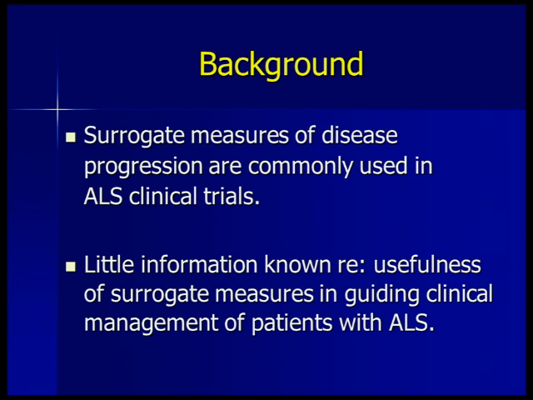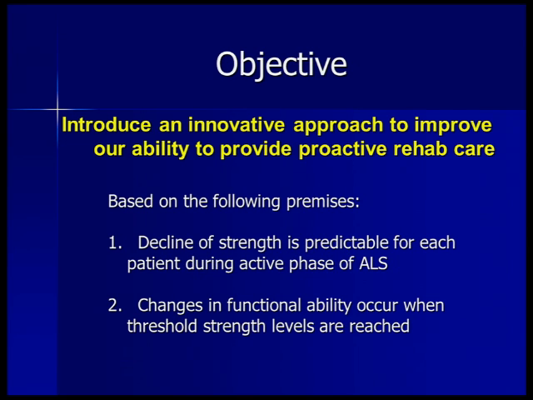Surrogate measures of disease progression are commonly used in ALS clinical trials. Measures such as changes in strength, vital capacity, and functional rating scales are often used as outcome measures in our clinical trials, but very little is known about using these surrogate measures in guiding clinical management of our patients with ALS. So today I'd like to introduce an innovative approach to improve our ability to provide proactive rehab care.